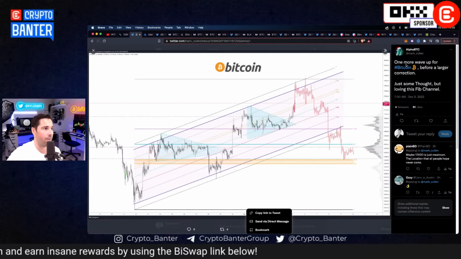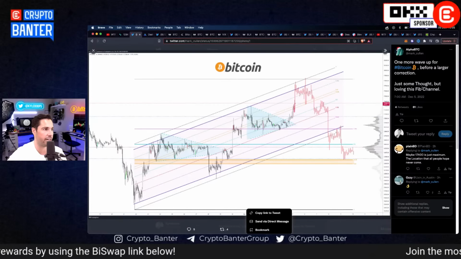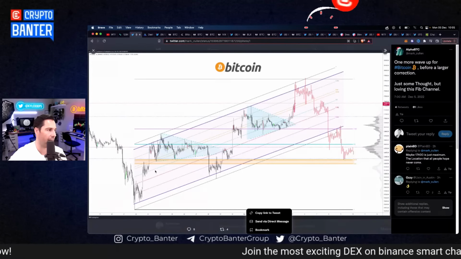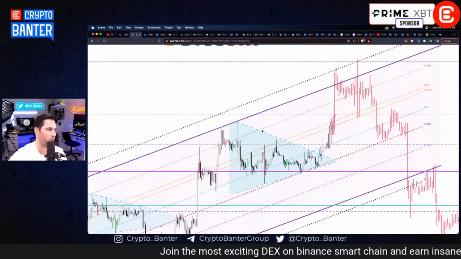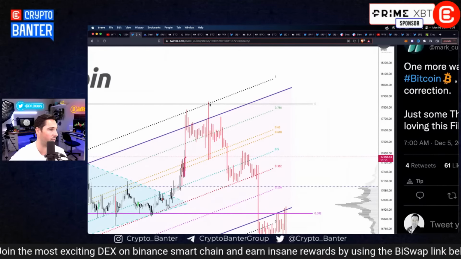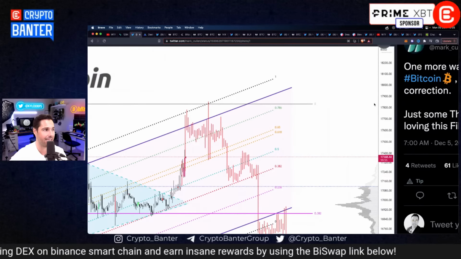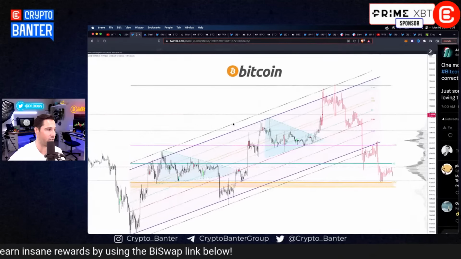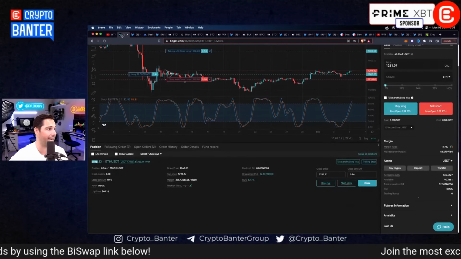Alpha BTC, just finish off with this as the final tweet. He says, one more wave up for Bitcoin before a larger correction. Just some thoughts, but loving this fib channel. And I thought, let me just show his fib channel. It looks better than mine. And he's got similar levels over there. Look at that. His final top comes in at $17,850. So very, very similar levels to what I'm watching. And that is what I'm looking at.